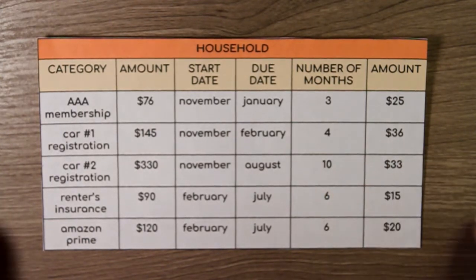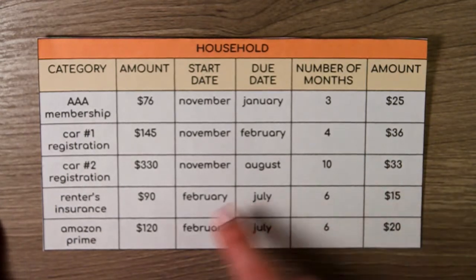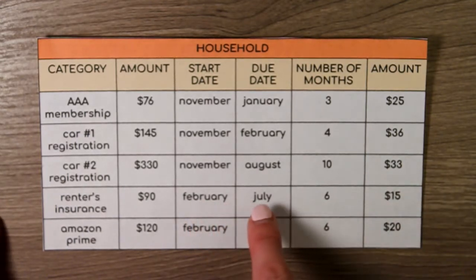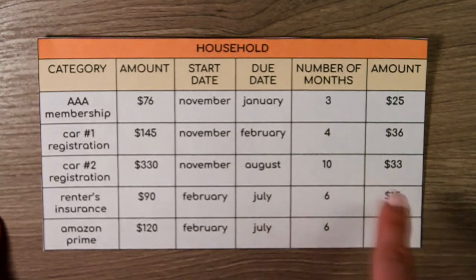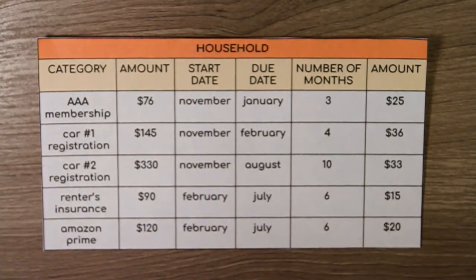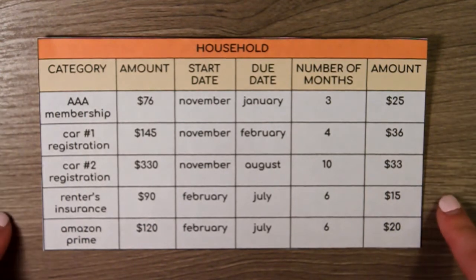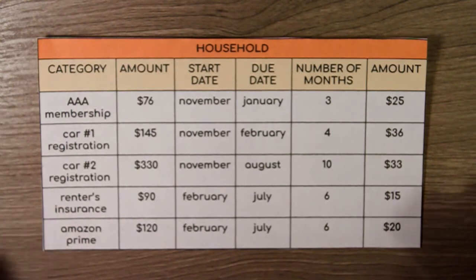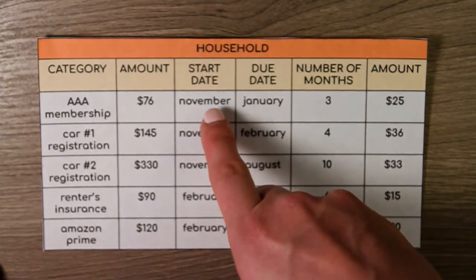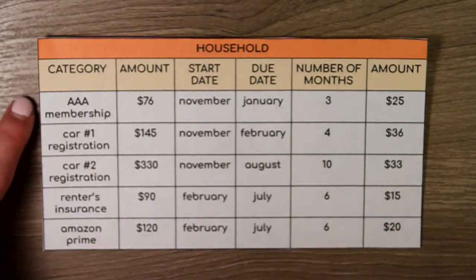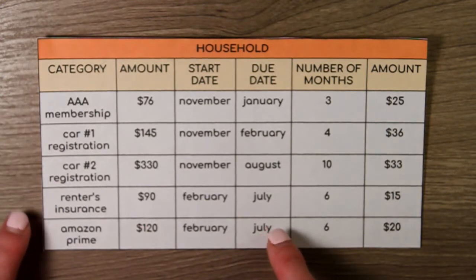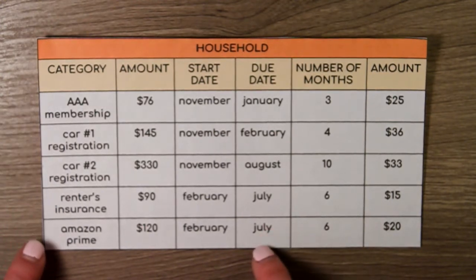And then onto our renter's insurance, same type of thing. We started in February, it's due in July. So that's 6 months in between, so we only had to save up $15 a month. So you can see some of the things we saved for longer and some of the things we saved for only 3 months. Now it's nice now that we have this written out that we know, okay, once November comes around, we need to add our AAA membership back in. But at that point too, we won't have our renter's insurance or Amazon Prime.